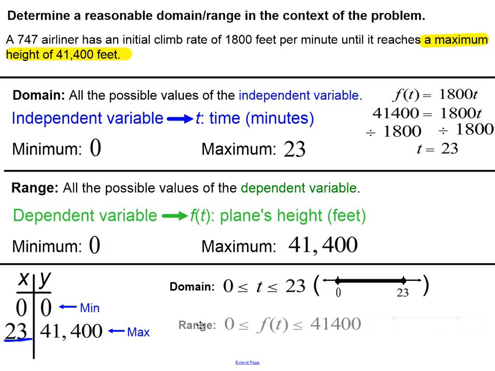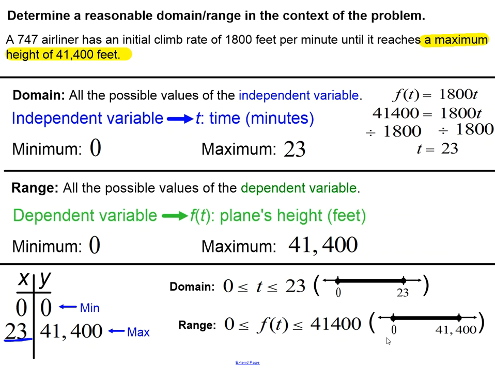Range, same notation, except using f of t instead of t, the minimum and maximum on either side as before. You're also using less than or equal to because the values of 0 and 41,400, it's okay for the function to take on these values. It said maximum height of 41,400. It didn't say it couldn't be 41,400, but it could be any other values that are below it. So I'm using less than or equal to because it's okay for it to be equal to. So these triple inequalities are a way to mathematically represent the domain and range.